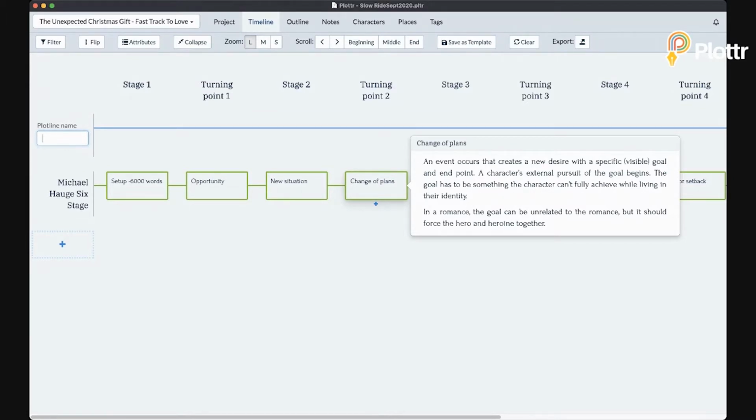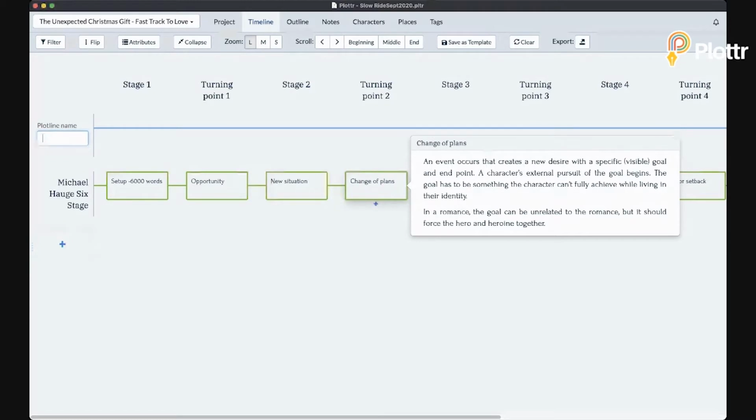You'll be able to see that when you do the slow ride one, but I'll put in what the opportunity is going to be, then what the change of plans is going to be, et cetera, et cetera. So I know that roughly when I'm writing out my scenes, I've got to get to about 6,000 words. The opportunity's got to be there. And then when I get to, I think, turning point 2, it's 25%. So when I get to 25% of the book, that change of plans has got to occur. So that's how I use Michael Hauge.